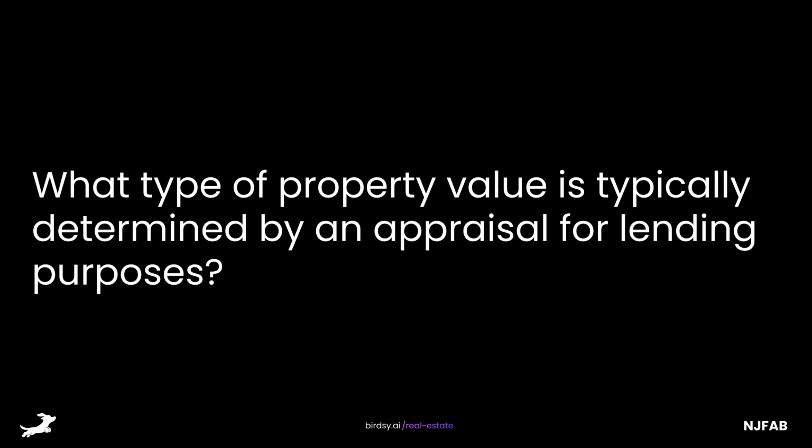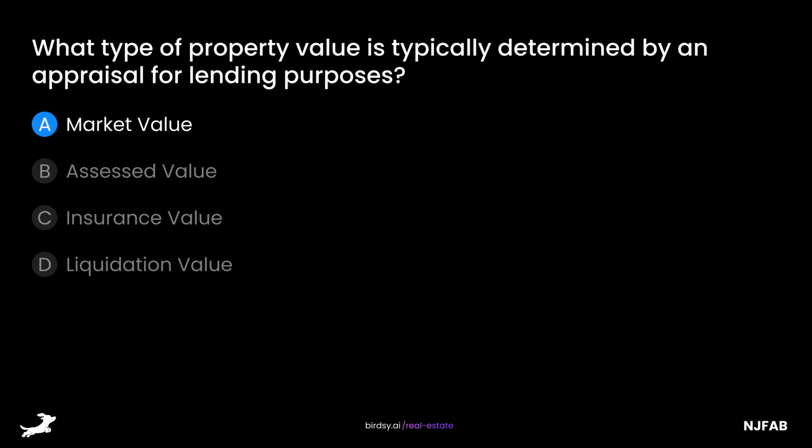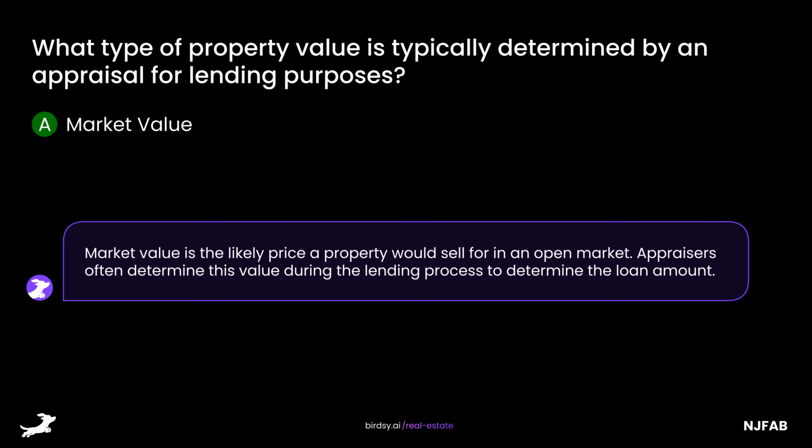What type of property value is typically determined by an appraisal for lending purposes? Is it A. Market value, B. Assessed value, C. Insurance value, or D. Liquidation value? The answer is A. Market value. Market value is the likely price a property would sell for in an open market. Appraisers often determine this value during the lending process to determine the loan amount.